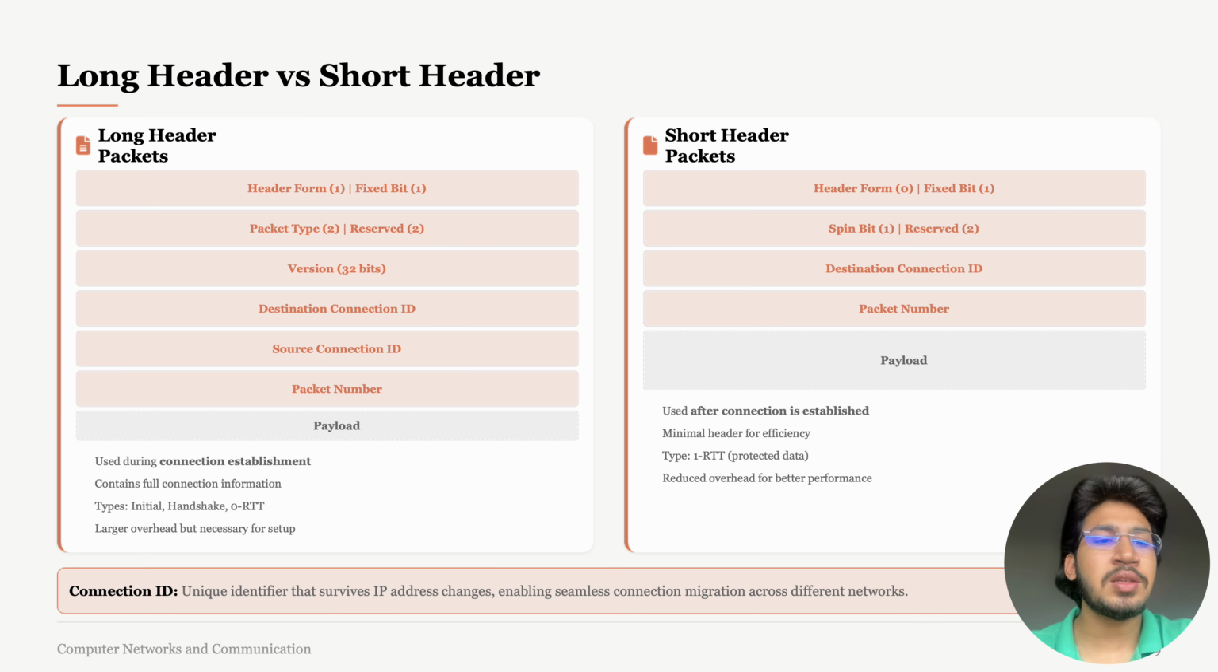The next slide is about the long header and the short header. QUIC mainly has two headers, the long header and the short header. As you can see on the left side, there is a long header packet.